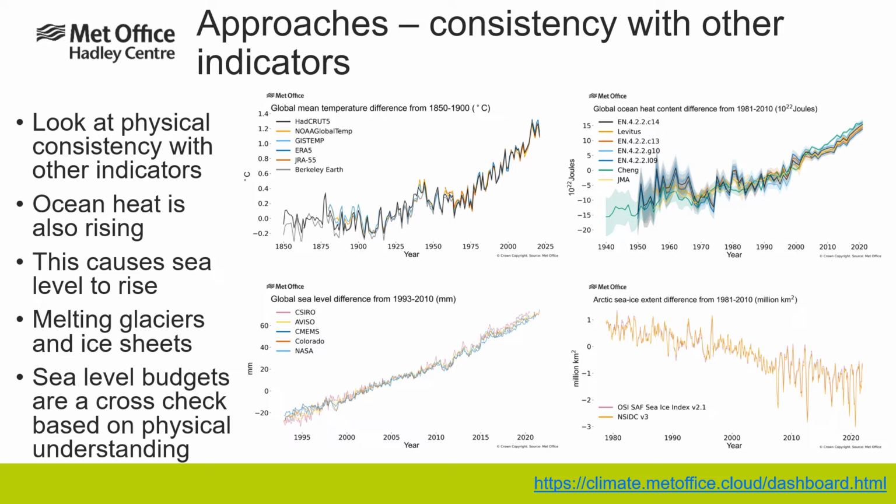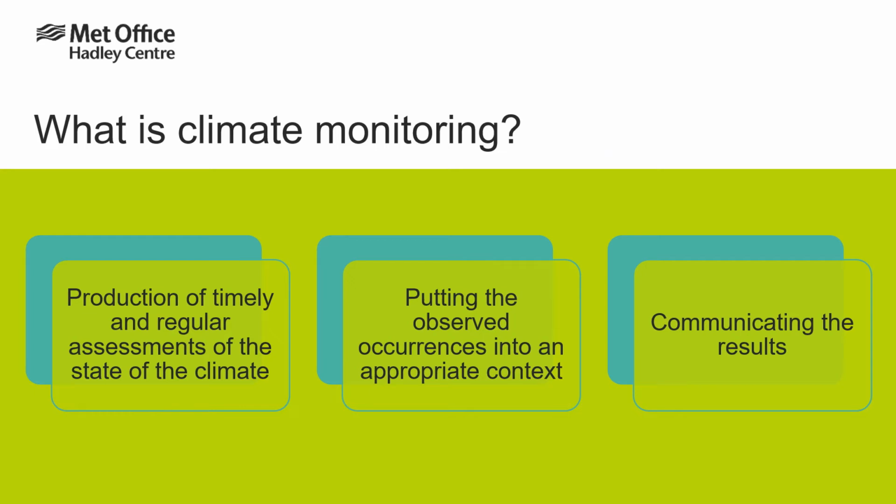And one of the best examples of this is the sea level budgets, where you physically cross-check things like ocean heat content, sea level rise, the contribution of glaciers melting to the sea level rise, and so on and so forth. And that gives a very good cross-check based on physical understanding that helps to give you an idea of what the underlying uncertainties are in each of these data sets and whether they're consistent with everything we see. So that's a little bit about uncertainty.